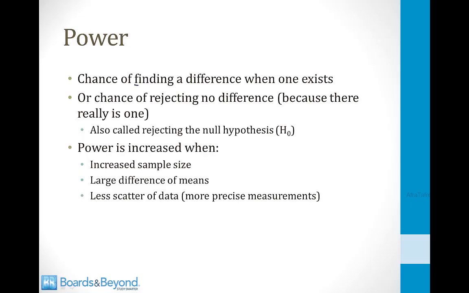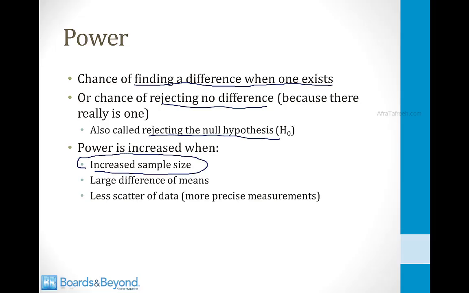As I said before, it's the chance of finding a difference when one really exists. We like to do experiments that have a high power, so it means that they're very likely to detect real differences. You can also think of it as the chance of rejecting no difference because there really is one. This is also called rejecting the null hypothesis. And it's very high yield to know the things that increase the power. So power is increased when you have more samples.